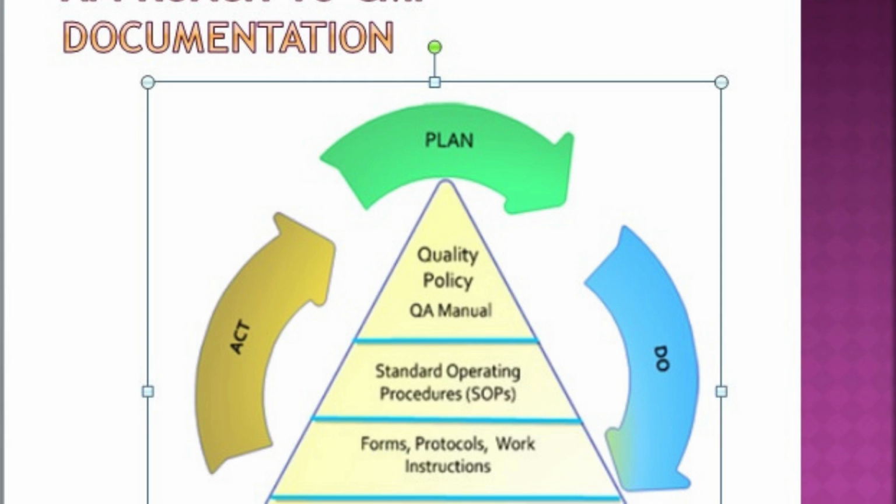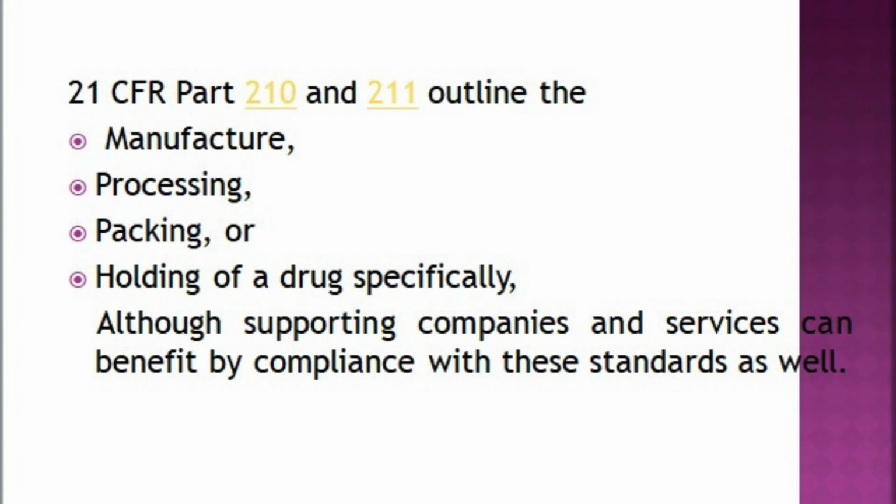This slide highlights the importance of 21 CFR Parts 210 and 211, which are very critical components of the FDA's regulations on good manufacturing practices. These sections specifically address the manufacturing, processing, packaging, and holding of pharmaceutical drugs. Compliance with these parts ensures that drugs are produced consistently and meet the quality standards required for safety and efficacy.